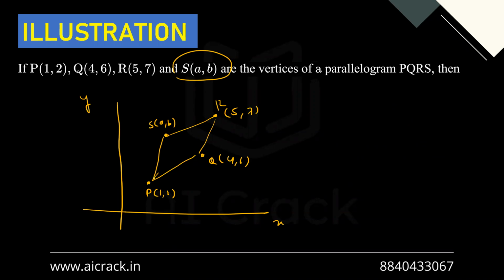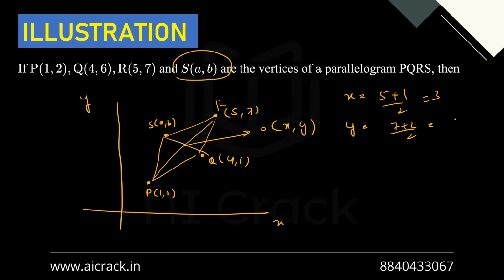Now, we'll do the same thing over here. Let's say this point is O over here, this is x comma y. So with the help of P and R, x equals 5 plus 1 by 2, that is 3, and y equals 7 plus 2 by 2, that is 9 by 2, right?